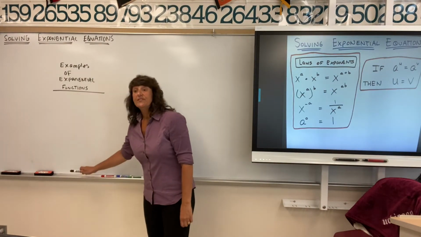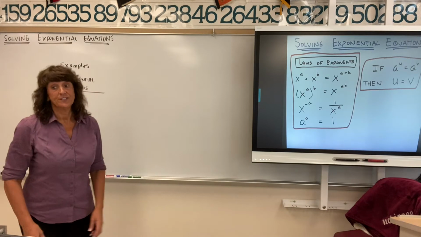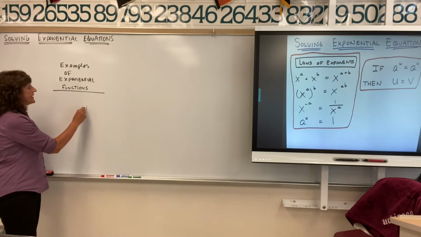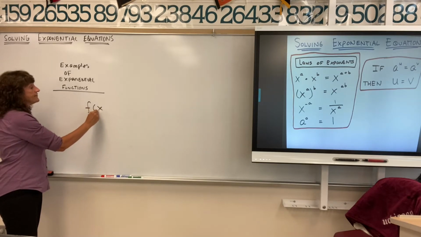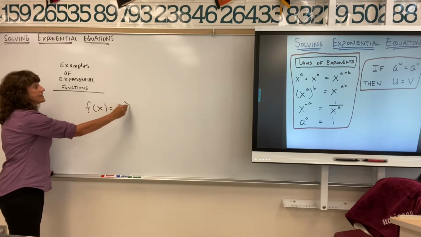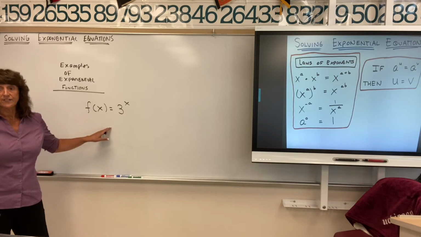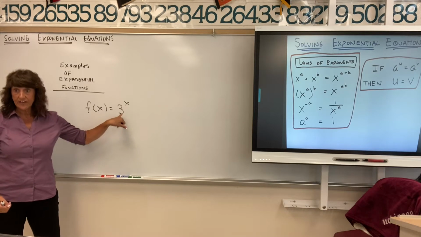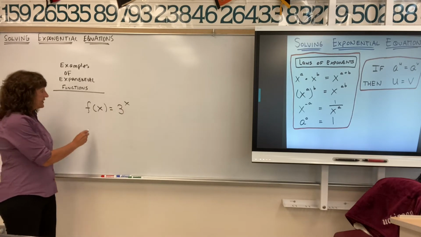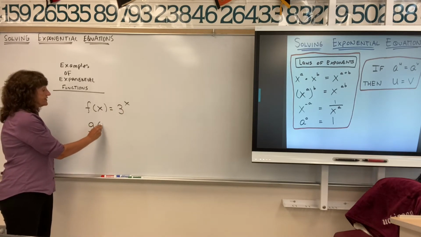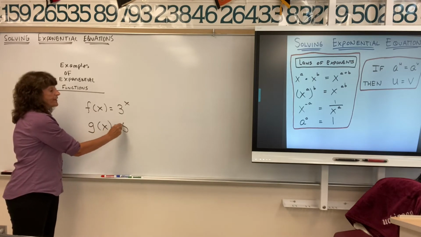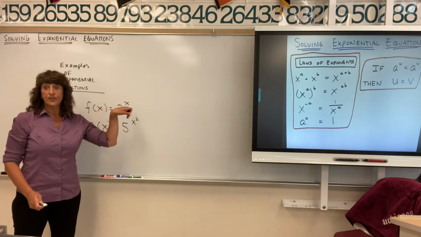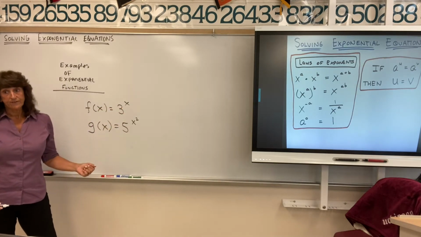Let's first start with some examples of what exponential functions are. An example of an exponential function: f of x equals 3 to the x. An exponential function is a function that has a number in the base and a variable in the exponent. Another example: maybe we have 5 in the base raised to the x squared power. If you have a number in the base and a variable in the exponent, that's an exponential function.